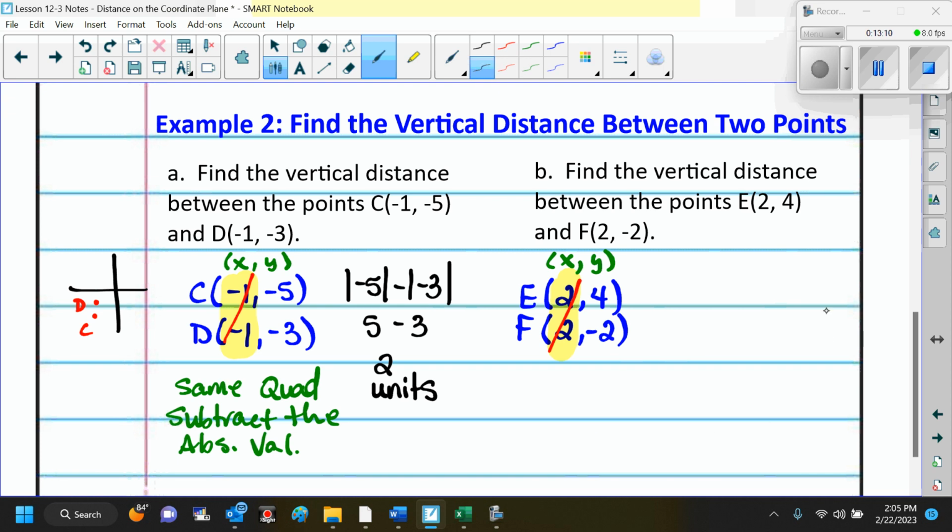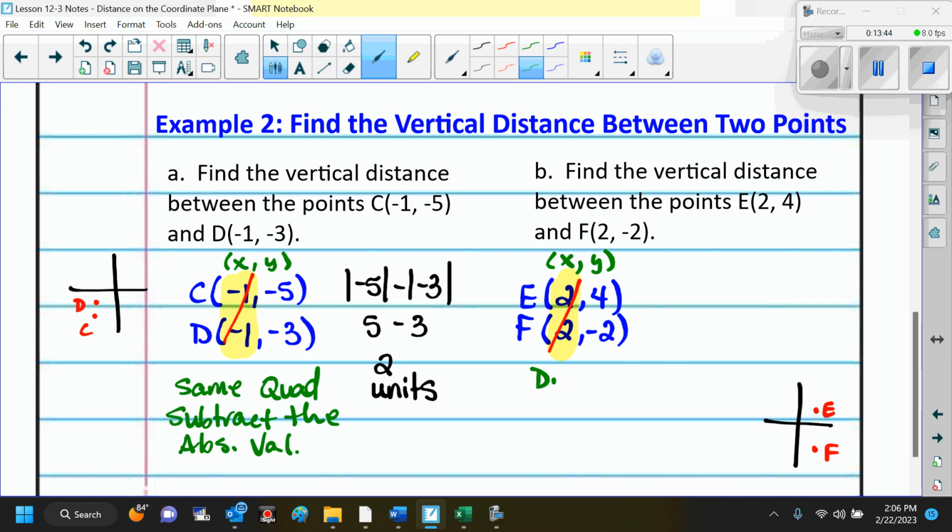So again, this is how we do it. We're going to just sketch a graph, and then look, we've got 2, 4. That's positive to the right and positive up. So E is in quadrant 1. And then we've got F at +2, -2. So that means F is in the 4th quadrant. So we are in different quadrants, so that means we want to subtract. Okay, make sure you write that down.